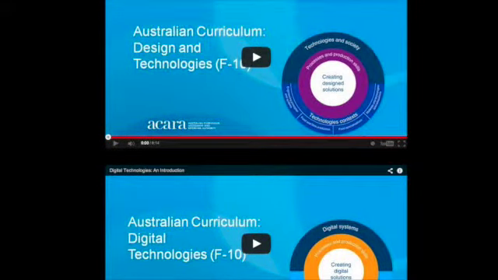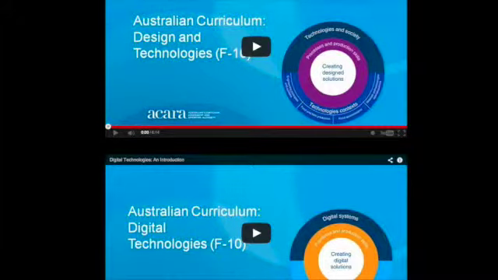by ACARA. Of course, that'll be rolled out to all of our schools next year, and certainly there are a few schools now that are already implementing aspects of design and technology and digital technologies. So you may be lucky enough to be out on practicum where the school is incorporating those new learning areas into their curriculum.